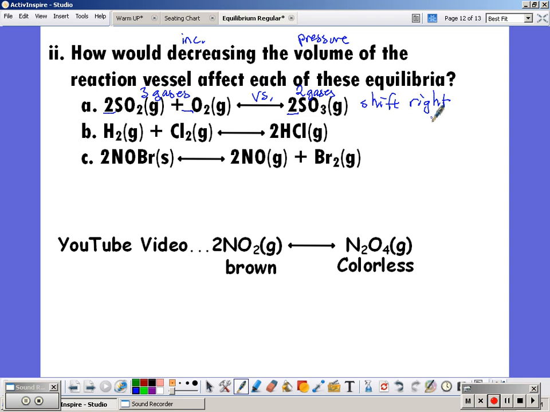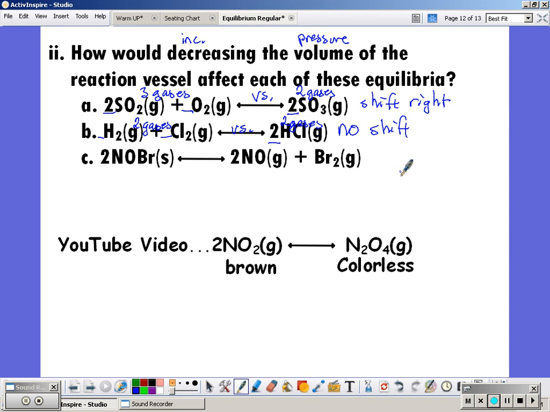In problem B, I have 1 plus 1, so 2 moles of gas as a reactant versus 2 moles of gas as a product. So increase pressure, decrease volume, I want to shift to the side that has the fewest. Well, here I have a situation where they're equal, so there's actually no shift that would occur.